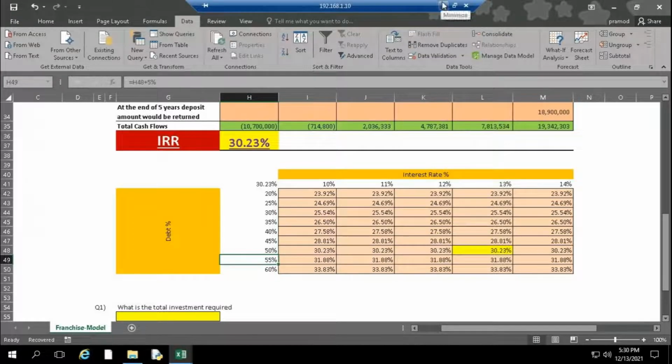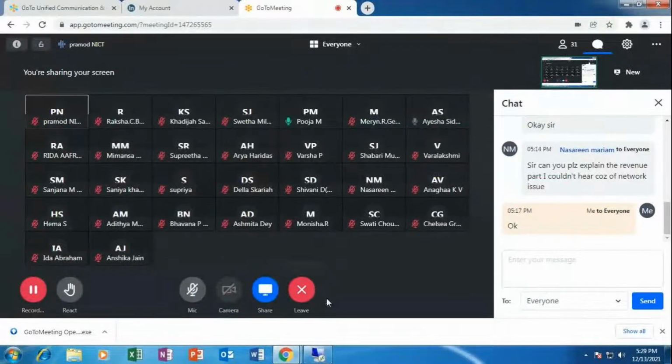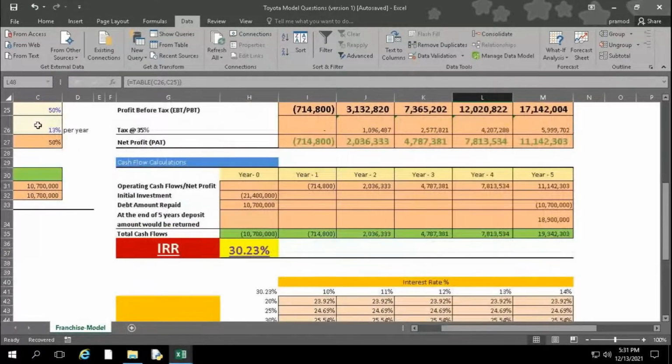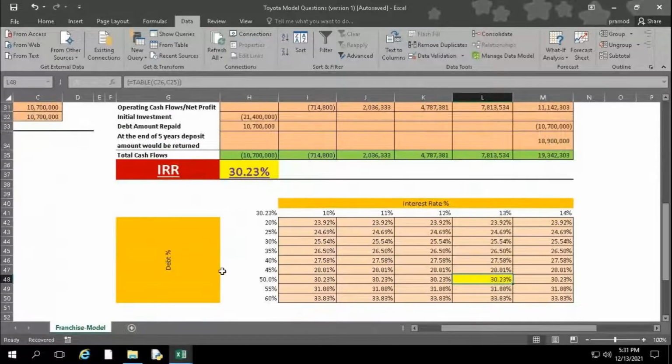Okay, sir. Why do we have to particularly select 50% and that 13% interest, that yellow cell only? No, no. This has been selected to show you the match of the loan amount. So a 50% debt ratio and interest rate can be 10%, 11%, 12%, any percent. For my particular interest rate and debt, which is matching, I selected that column. That's it. Okay, sir. Yes, sir.